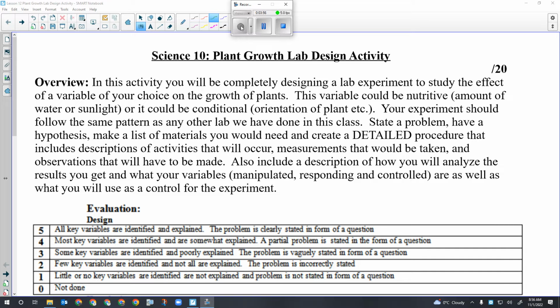So the variable could be nutritive, like amount of water or sunlight. It could be conditional, like orientation or temperature. All those kinds of things are fair game.